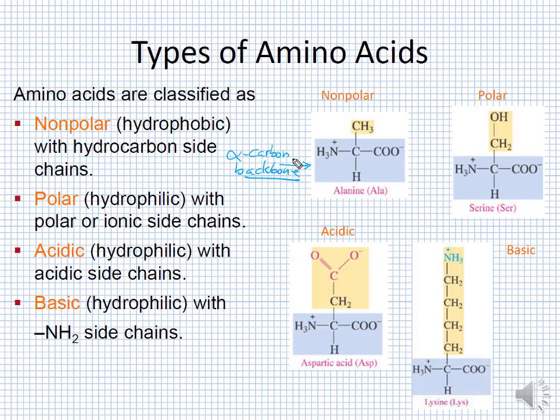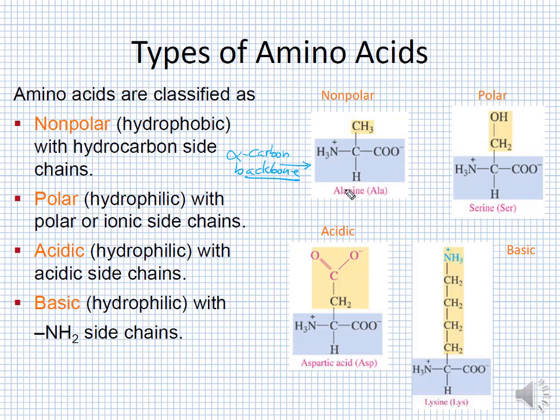Right, the alpha carbon backbone. All amino acids, I shouldn't say all, but maybe one, and you'll see that one exception, are going to have the same alpha carbon backbone. And it's just the side chains that differ. Right? Now, I said there's 20 of them. You do not have to memorize either the names or the structures of those 20 different amino acids.